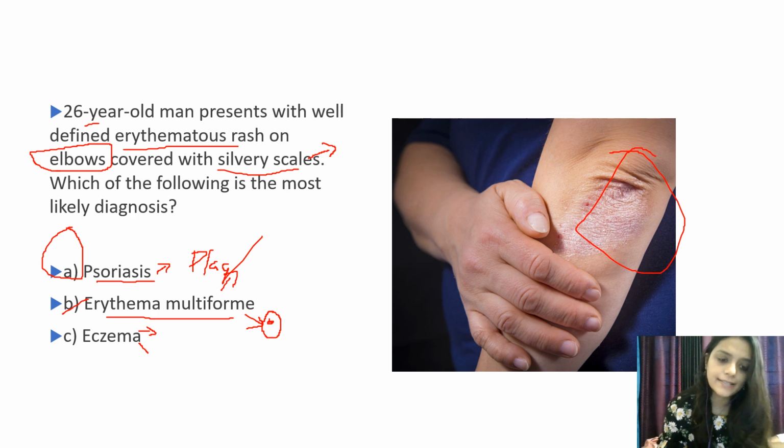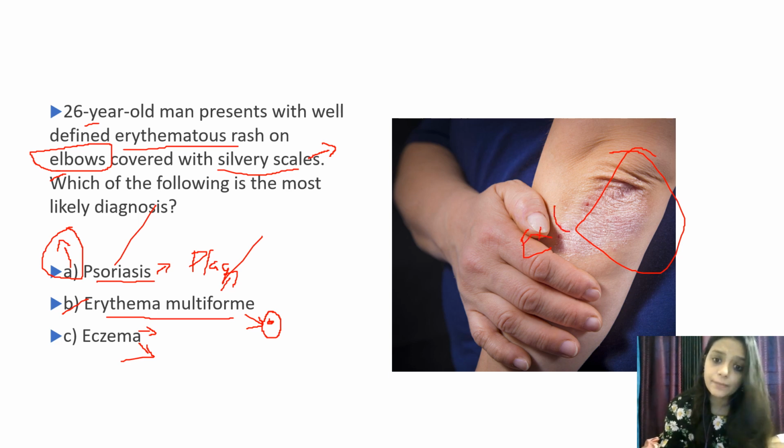Again, the third one is eczema. You might get confused between psoriasis and eczema because both are scaly lesions. Again, location-wise, we can easily differentiate between these conditions. In psoriasis, as the picture and the question suggest, it is seen over the extensor aspect. Extensor aspect means it can occur in the elbows and the knees. So it is usually over extensor aspects.